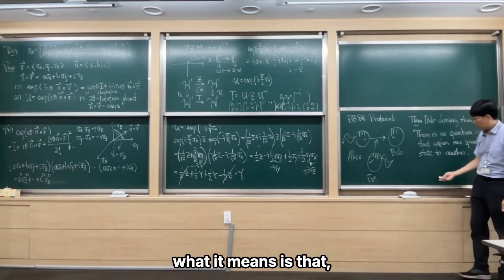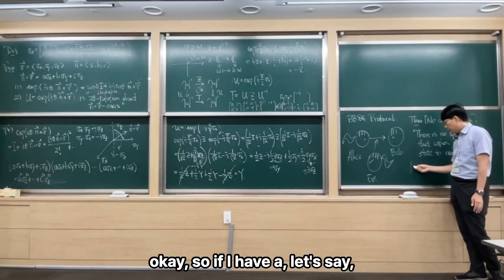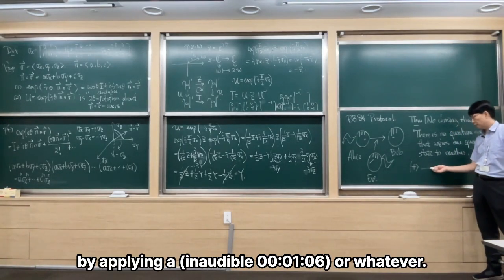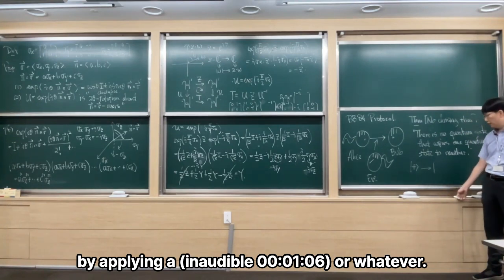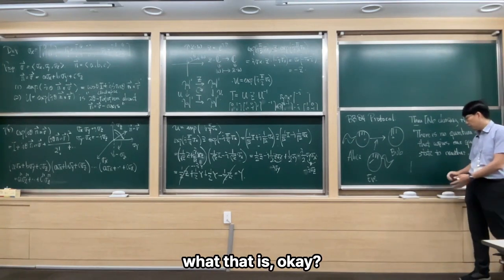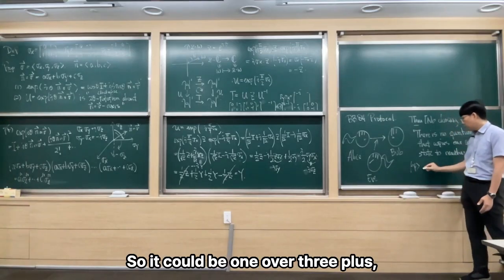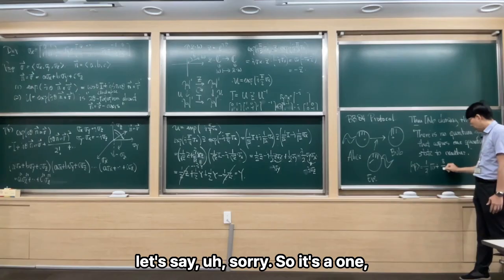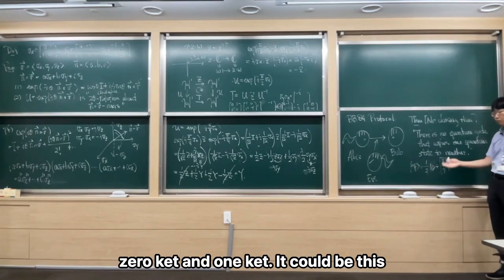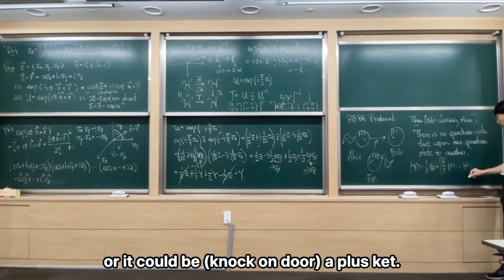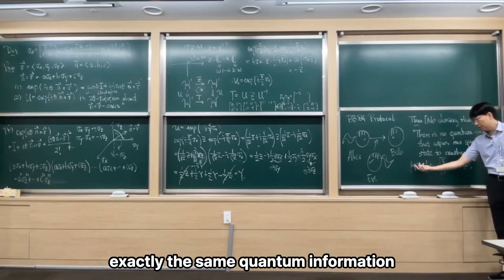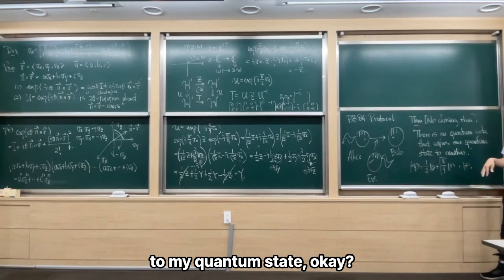So what it means is that, if I have, let's say, a plus cat, of course I can make a plus cat by applying a Hadamard or whatever. But suppose that we don't know what that is. It could be 1/3 of a 0 cat plus something of a 1 cat, or it could be a plus cat. I don't know. There's no way I can copy in exactly the same quantum information to my quantum state.